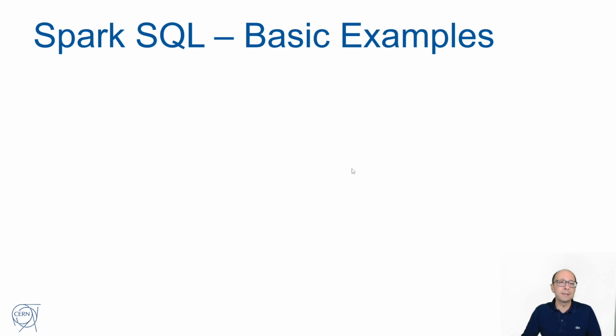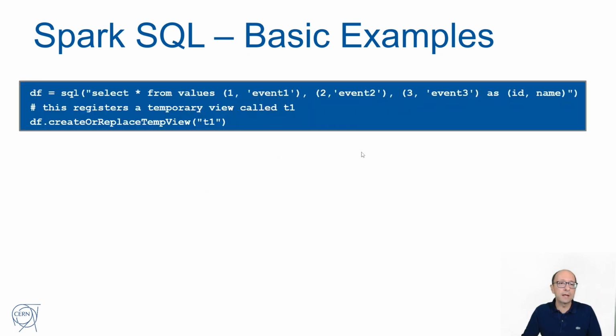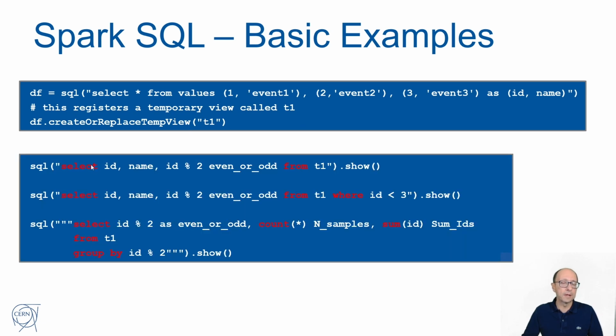Some basic examples of Spark SQL are these. Let's first create a test table with a similar but slightly different syntax from what we have seen before. Here we're using this select from values, the values keyword, and then we give the values that we want to have. So these are 3 rows, and then the columns that will be ID and name. And then we map it to a temporary view called T1.